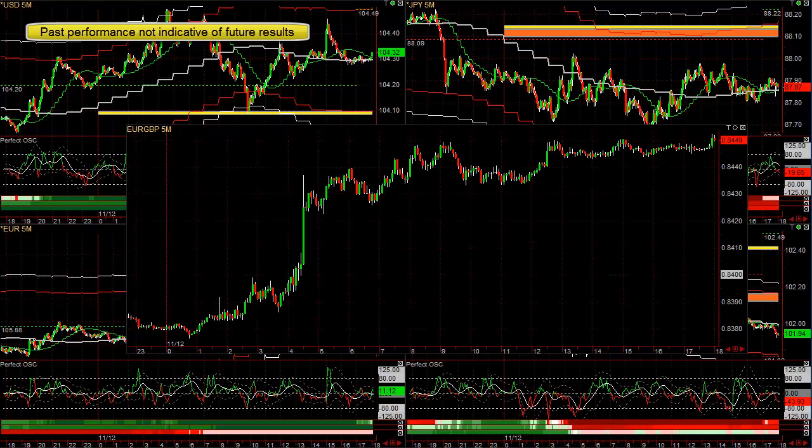Euro's strong, the pound's weak. Guess what? You want to buy the breakout, and if you're a really aggressive trader, you might want to buy this little pullback right here. And anytime you risk a tiny amount like this and catch a bigger win than what you risk, you're going to make money as a trader.